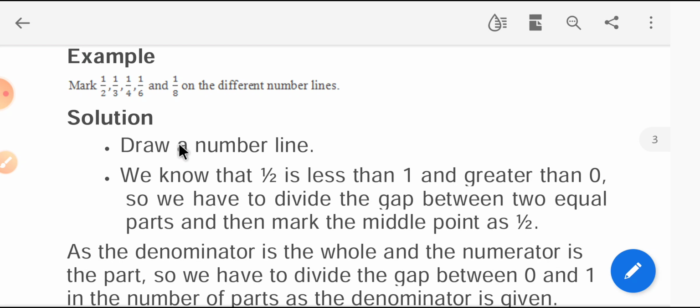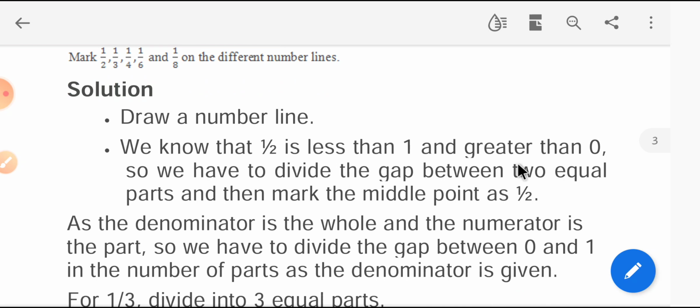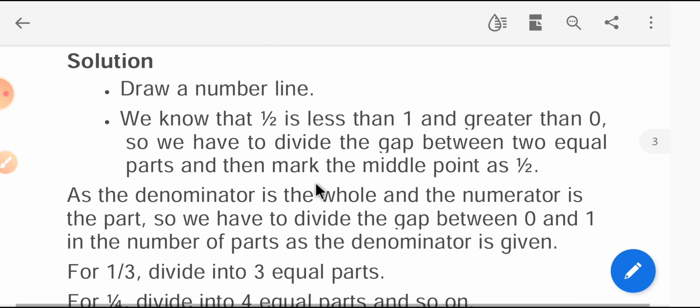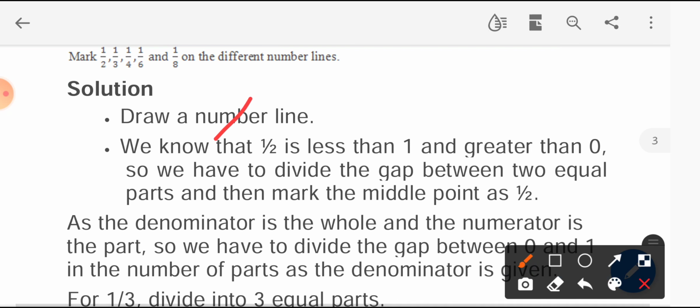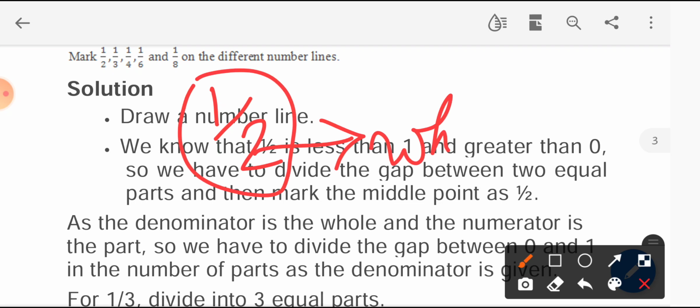We will mark 1 by 2, and we know that 1 by 2 is less than 1 and greater than 0. 1 by 2 means half. So it is greater than 0 but less than 1. So we have to divide the gap between them into two equal parts and then mark the middle point as 1 by 2. Here the denominator 2 is the whole, and the numerator is the part. So according to the denominator number only we have to divide the number line.